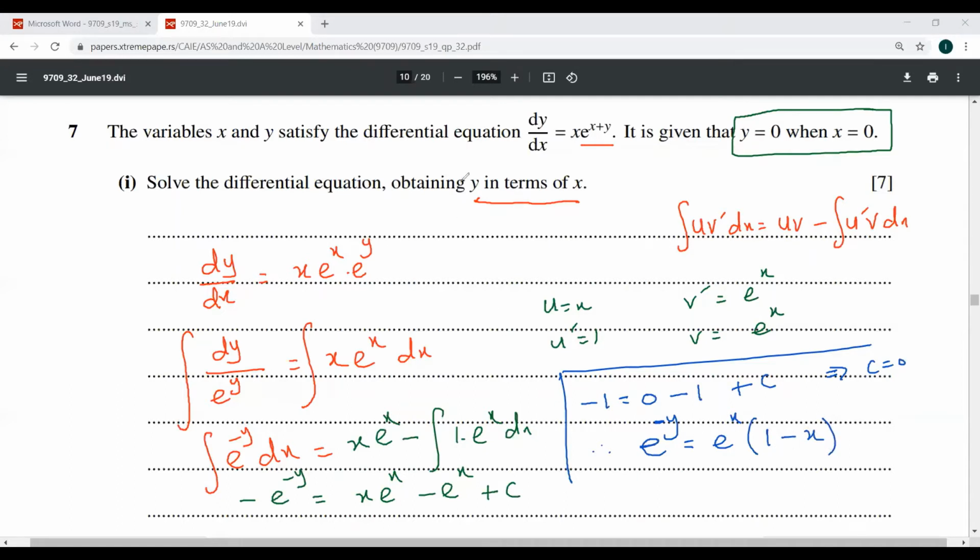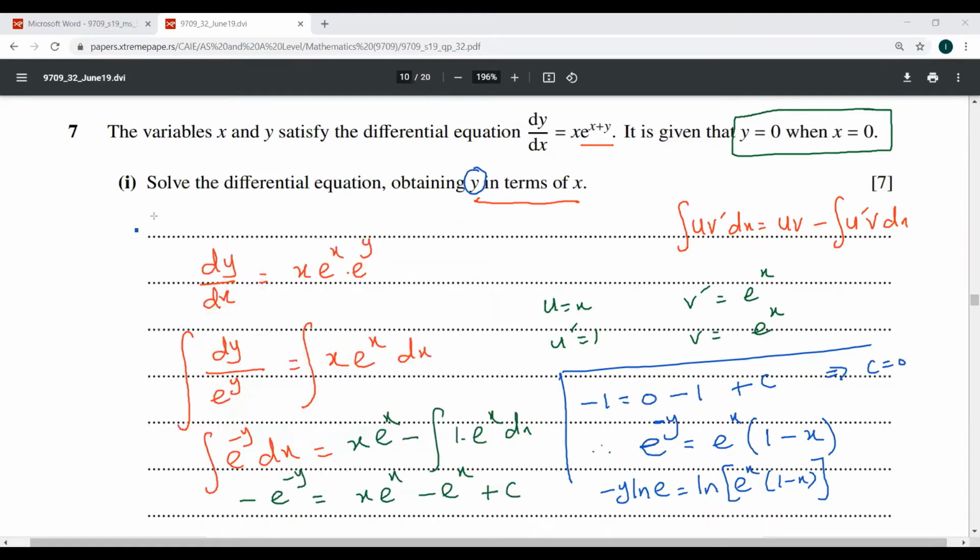Okay, we need to have y in terms of x. This is e raised to power minus y. How can I make this y ln? Okay, so we apply the natural log on both the sides. So this becomes minus y ln e, and this is ln of e raised to power x into 1 minus x.